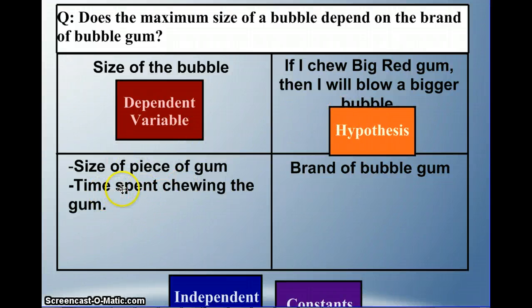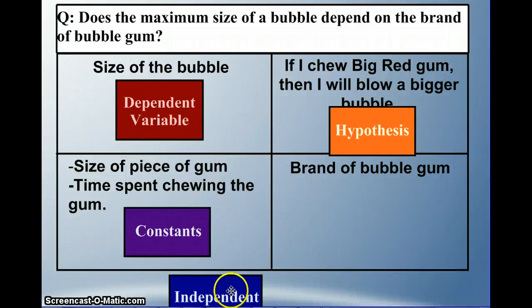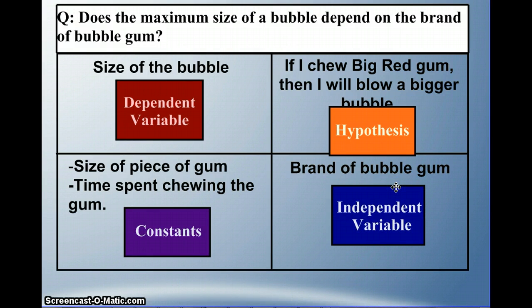Size or piece of the gum and the time spent chewing, these things have to remain the same. These are constants. The brand of the bubble gum, this is what we're changing. Okay? Alright. So that wraps up our notes for this section.